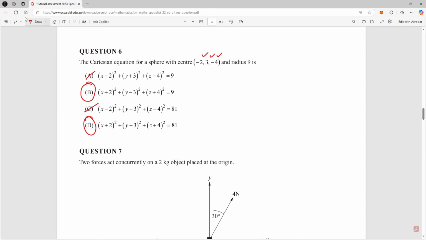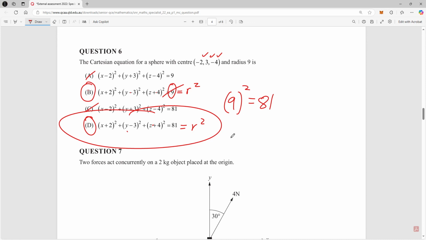Now here, 3 has to be negative. Those are both negative. 4 has to be positive because it's negative here. They're both positive. Okay, so it's between B and D. Now the radius. This value here should be the radius squared. This is actually our radius here, so that's incorrect. This is our radius squared, because 9 squared is 81. So the correct answer here is D.